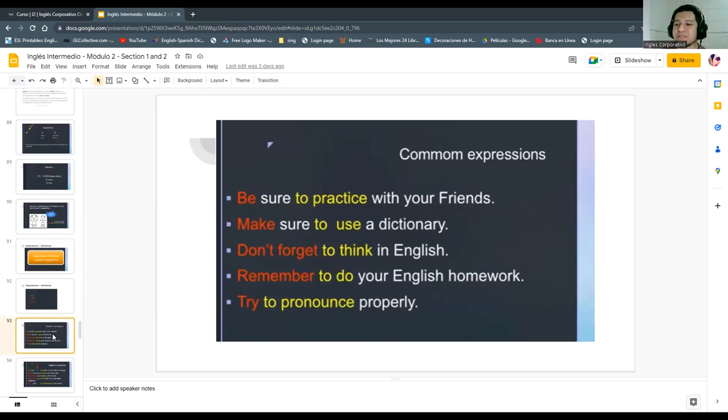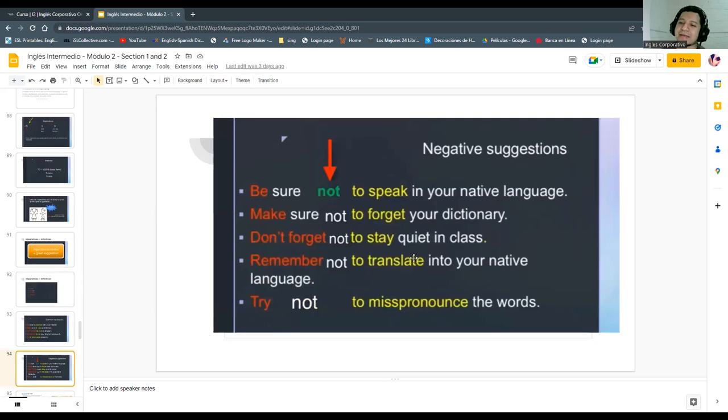Make sure to use a dictionary. Don't forget to think in English. Remember to do your English homework. Try to pronounce properly. So those will be the expressions, right? To provide suggestions instead of commands, para sonar más suave, para sonar mejor, eso es lo que estábamos hablando, ¿verdad? And we can create negative statements, negative suggestions, right?